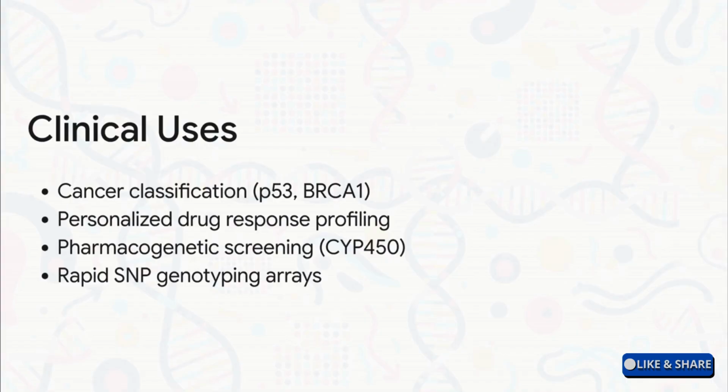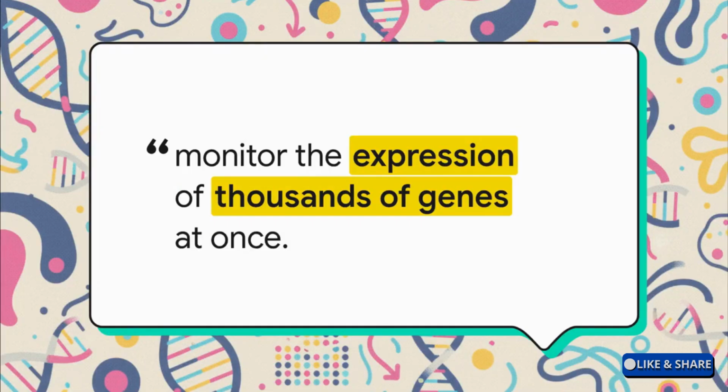And we also use them for rapid SNP genotyping arrays. It takes the guesswork entirely out of medicine. We have evolved from studying a single gene over months of painstaking lab work to capturing an organism's entire transcriptomic universe in one continuous, glowing sweep. It's an absolutely massive leap forward, and it leaves us with one provocative question to end on. 50,000 genes, one chip. What life-saving pattern will you decode next?